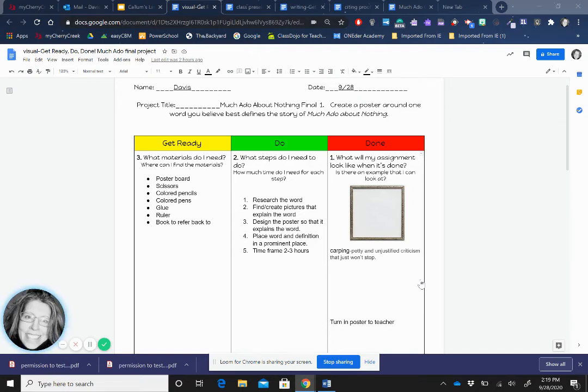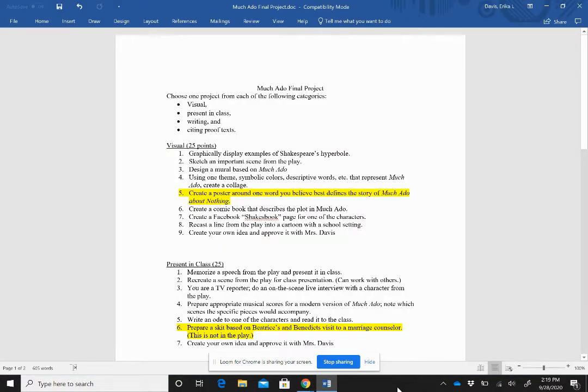Hi everybody. Today I wanted to show you what the get ready, do, done strategy would look like with a longer assignment, like something that you might see in high school. So here's an assignment I used to give to some of my high school students. We read the play by William Shakespeare called Much Ado About Nothing. And then I had a final project for them to do on the play, about the play.